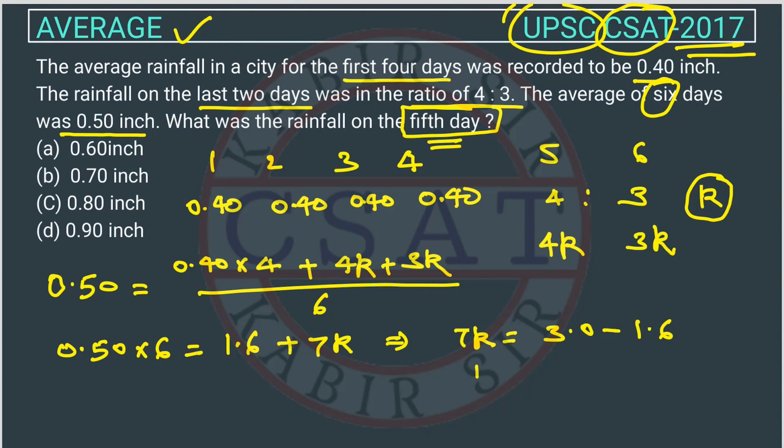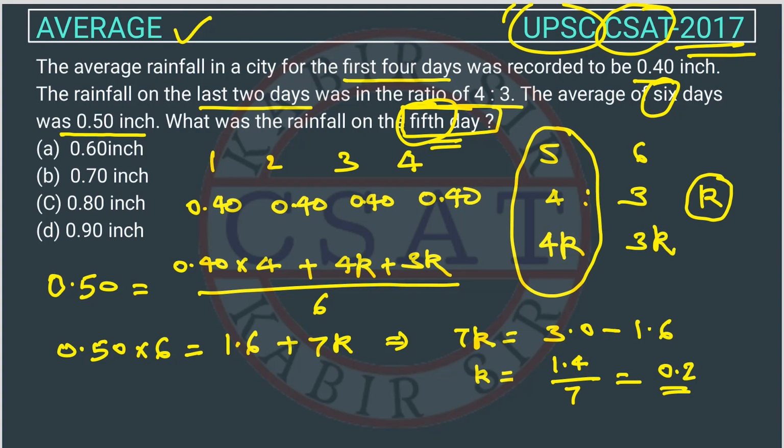So the value of k will be from here. This will be 1.4 upon 7. So this will be 0.2, right? So he is asking the rainfall on the 5th day. So 5th day is this one. 5th day rainfall is 4k.